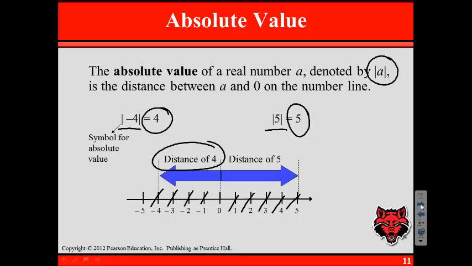No matter what type of quantity you have in the absolute value bars, negative, positive, or 0, the value will be positive, except possibly in the case of 0. 0 is neither considered positive nor negative, so 0 would just be 0 if it were in the absolute value bars.